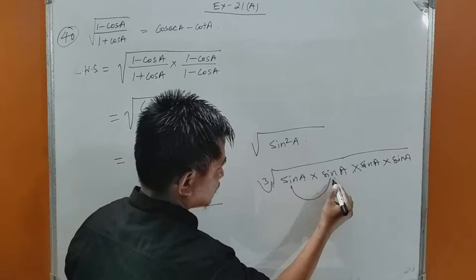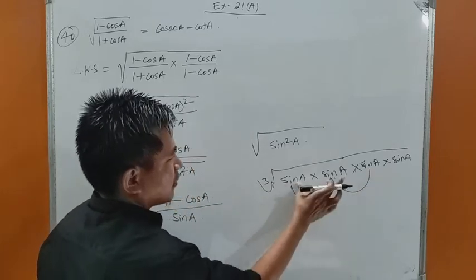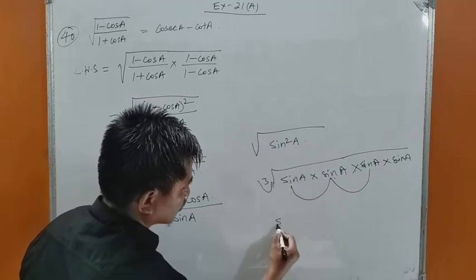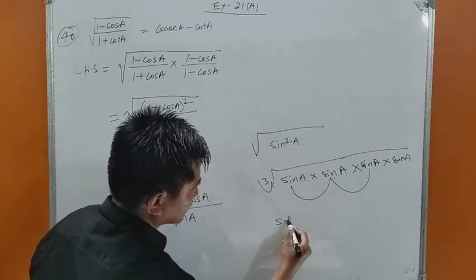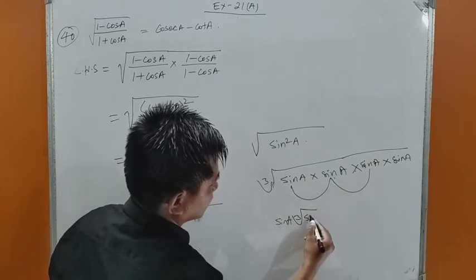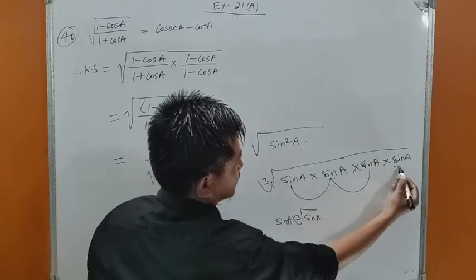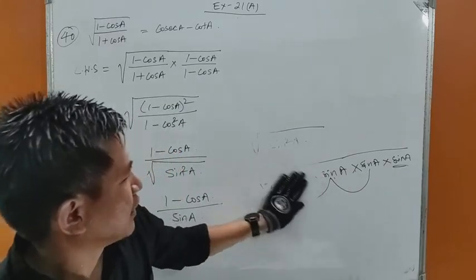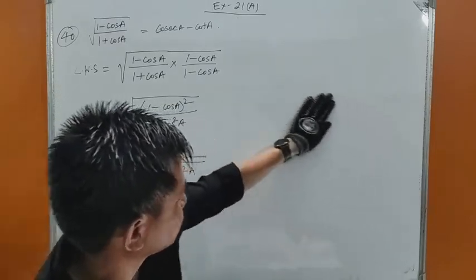Now 1, 2 and this 3, we make a group of 3 and take it out, so sin a comes out. And the cube root of this remaining sin a stays within, because this sin a does not have 3 in its group. So we do it like this. I hope you got this.